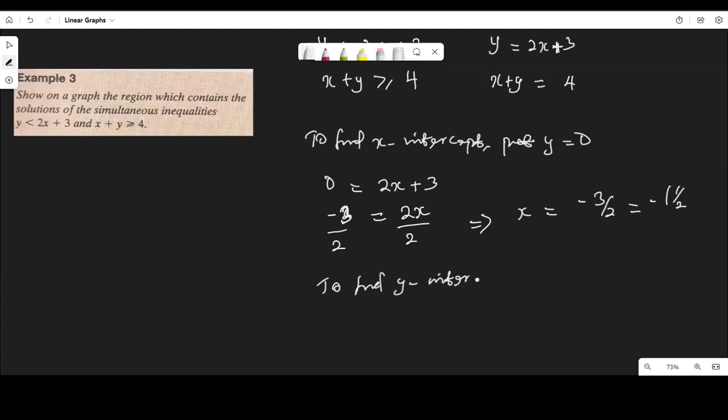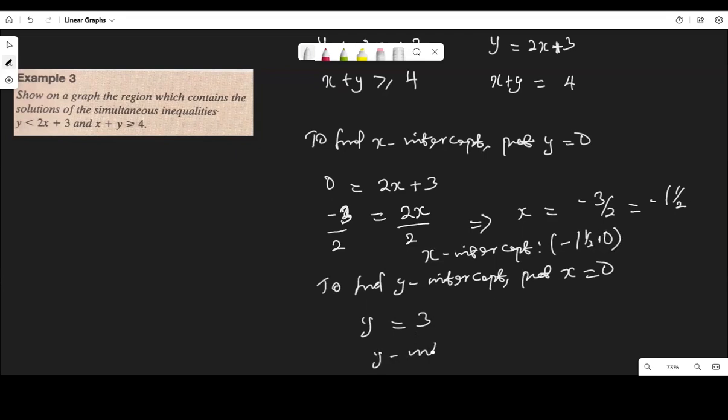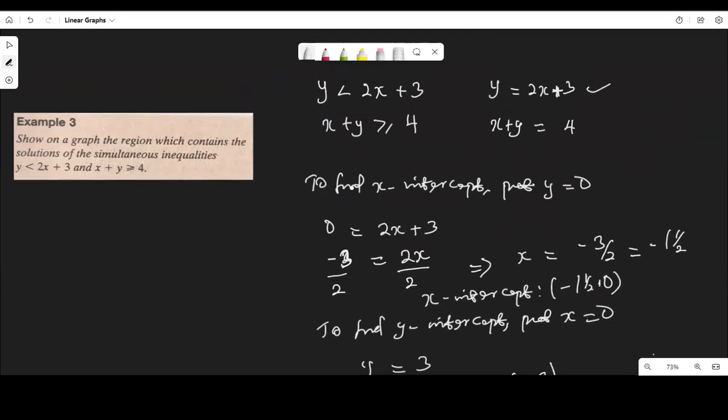And to find y-intercept, we put x to be 0. If I put x to be 0 in this equation, that means y will be 3, because the whole of this term will be 0. So that, okay, here let's write the x-intercept first. X-intercept is negative 1.5 and 0. Here y-intercept will be 0 and 3.